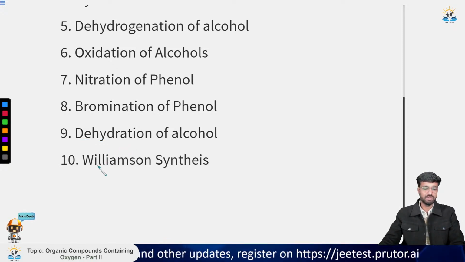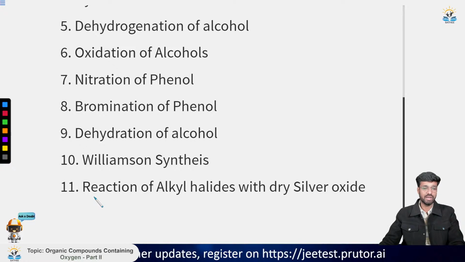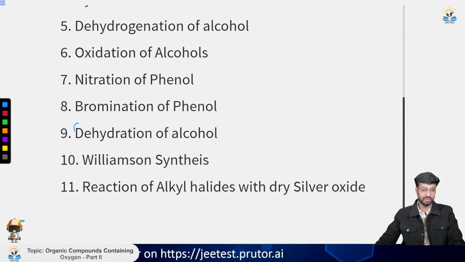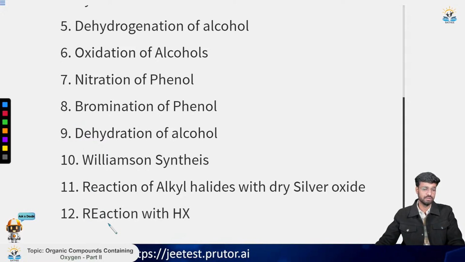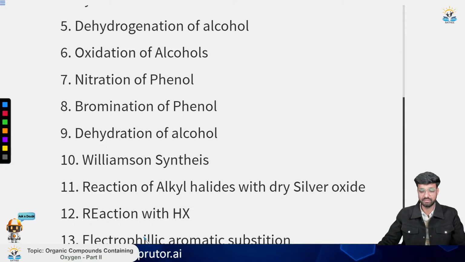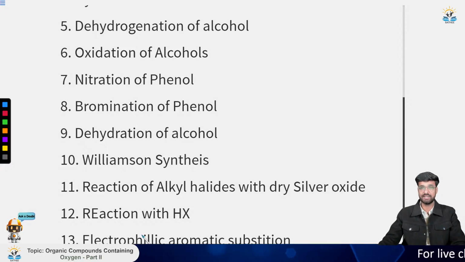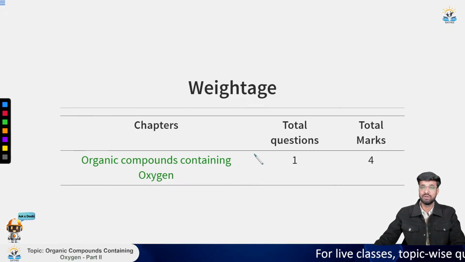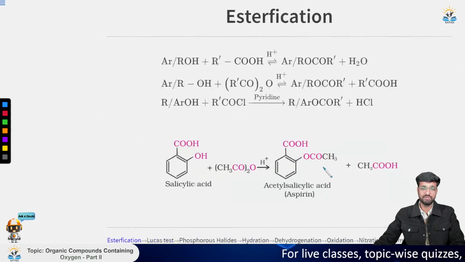Next we will see the Williamson synthesis and the reaction of alkyl halide with silver oxide. So this is for ether; we are seeing the ether part from here. Then reaction with HX, and at last electrophilic aromatic substitution of ethers which contain a benzene ring, meaning the oxygen is directly attached to the benzene ring. The weightage you have seen yesterday also: on average one question of 4 marks comes from this chapter.